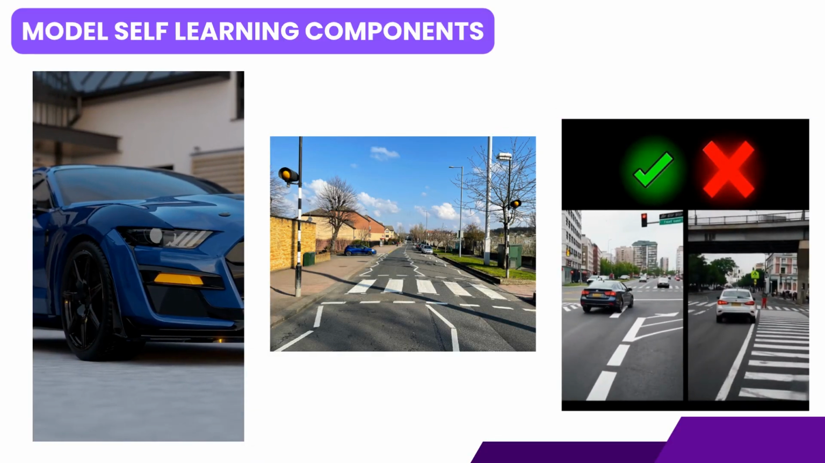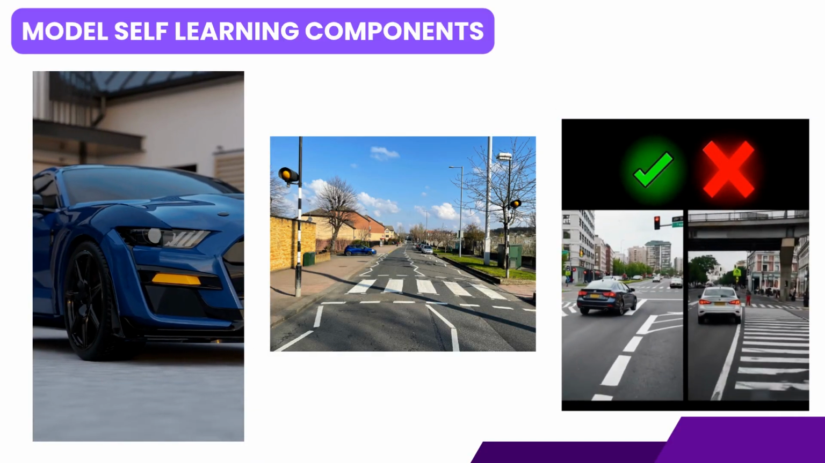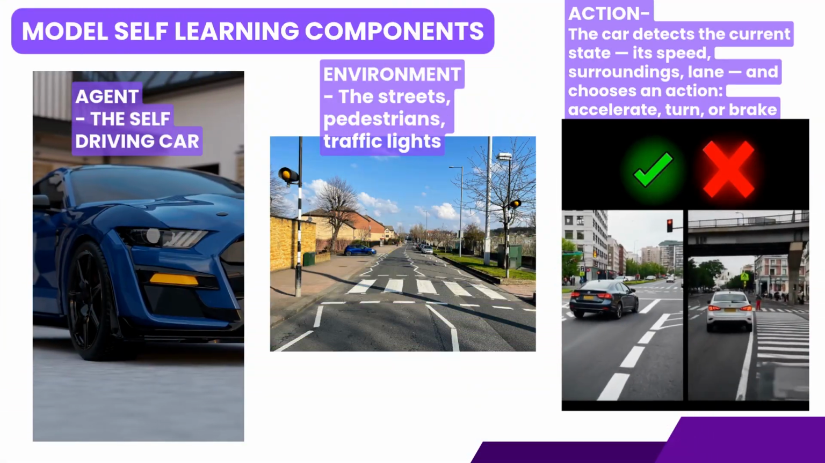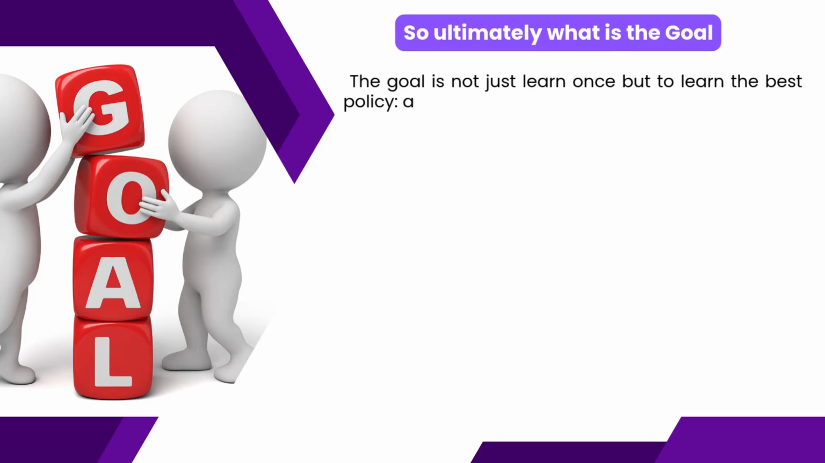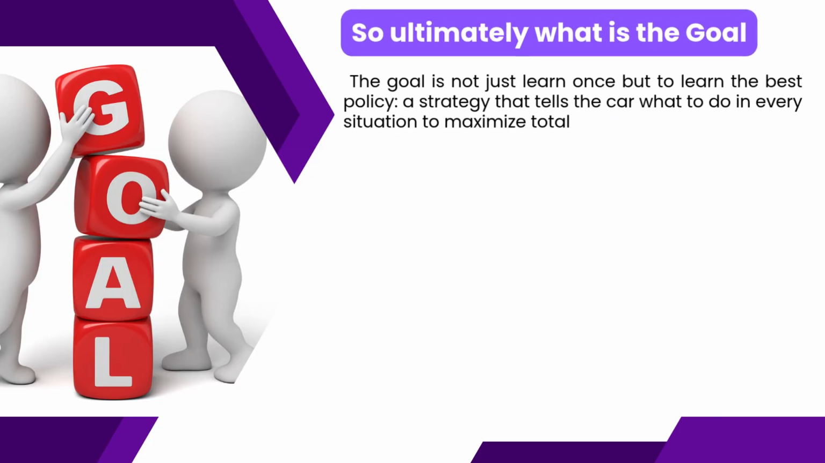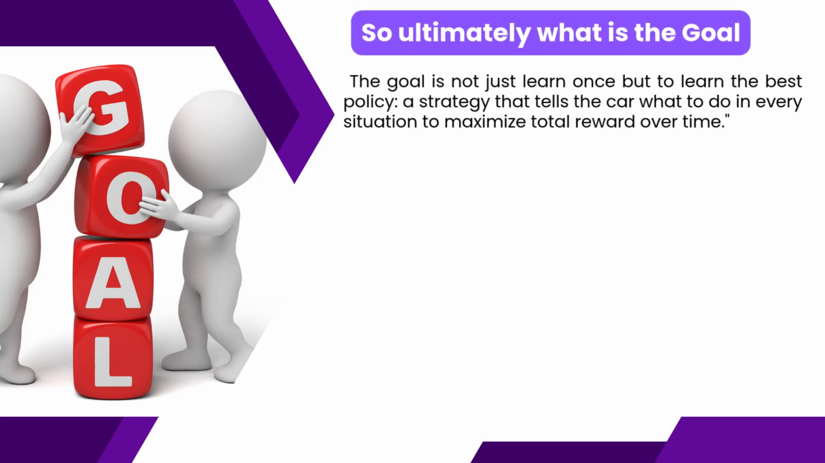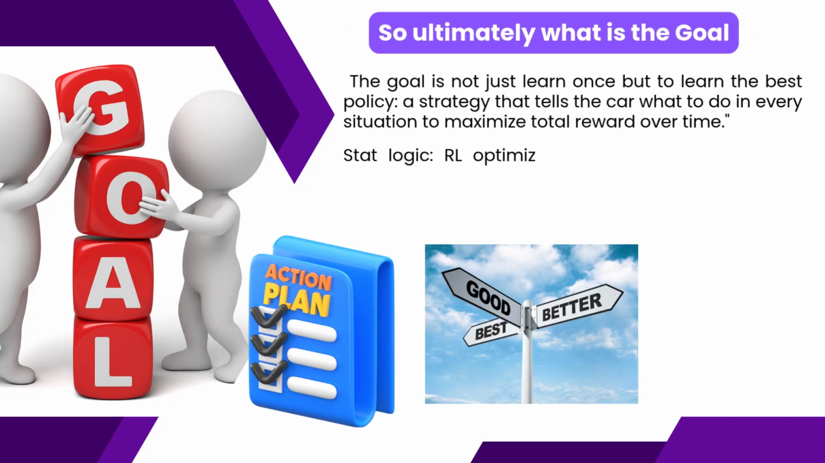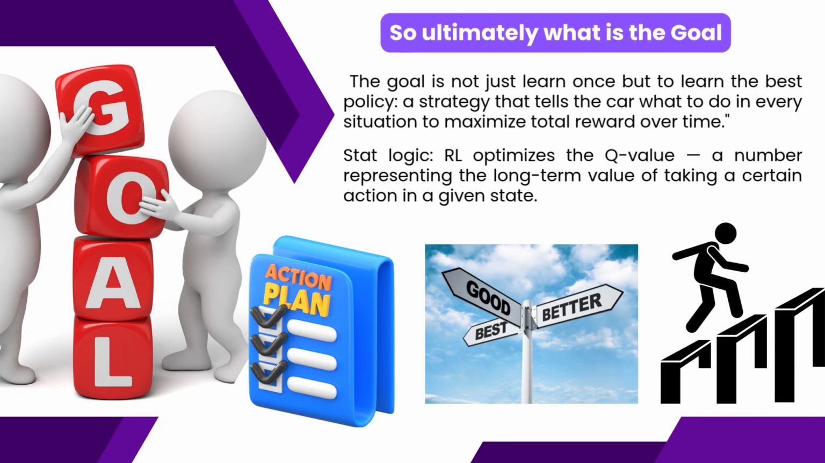Now let's look at the components of the self-learning model, which includes the agent, in this case the car, the environment, which is nothing but the traffic lights, the road itself, the surroundings, and finally there should be a policy that should reward. Ultimately, the goal is not to just learn once, but to learn the best policy, a strategy that tells the car what to do in every situation to maximize the total rewards over time. And the statistical logic used here is that the RL model tries to optimize the Q value, which is a number representing the long-term value of taking a certain action in a given state.